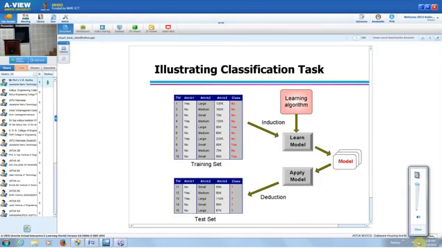You mean to say which records are training and which records are testing for arriving at the model? What is your question?